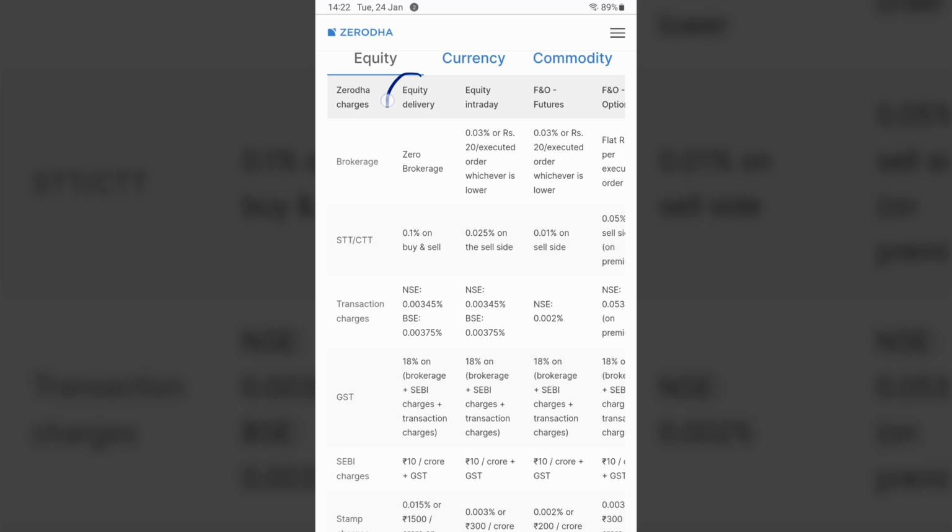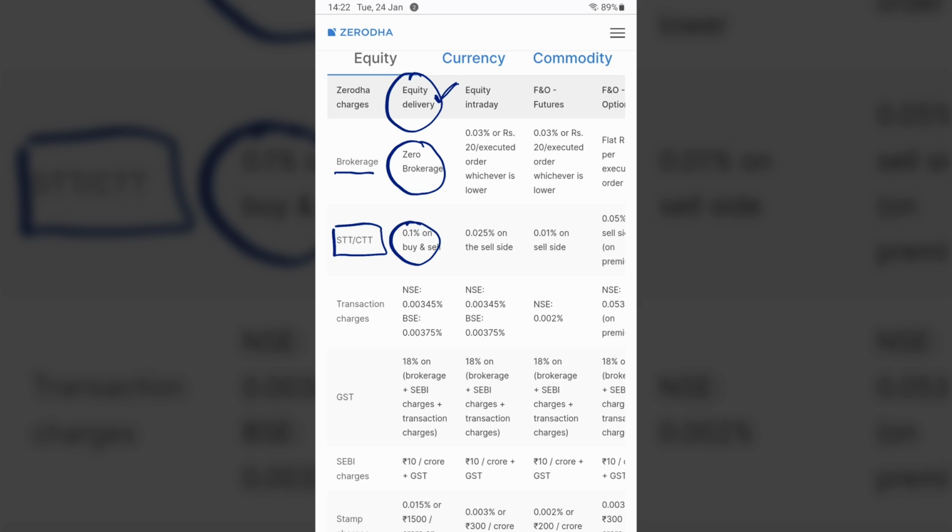So first, let's look at equity delivery, which is your long-term purchase or purchases which you will take delivery of, and then you could sell even after 2 days. That is fine. Over here, Zerodha charges you zero brokerage. So indeed, Zerodha brokerage is zero. But the government has certain taxes, which is 0.1% on buy and sell. So on both sides, you will be paying 0.1%.